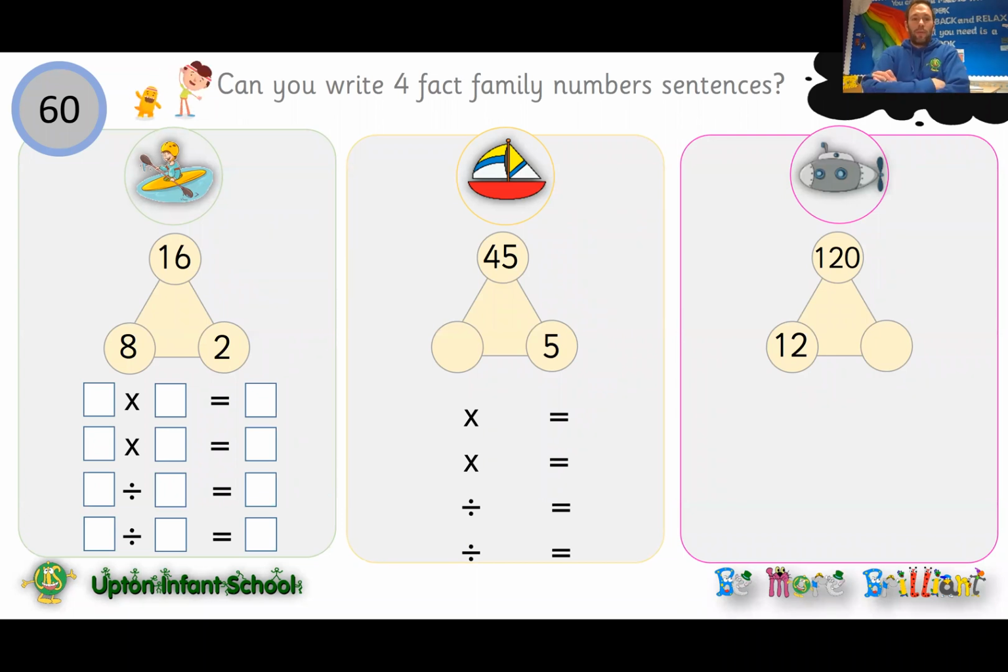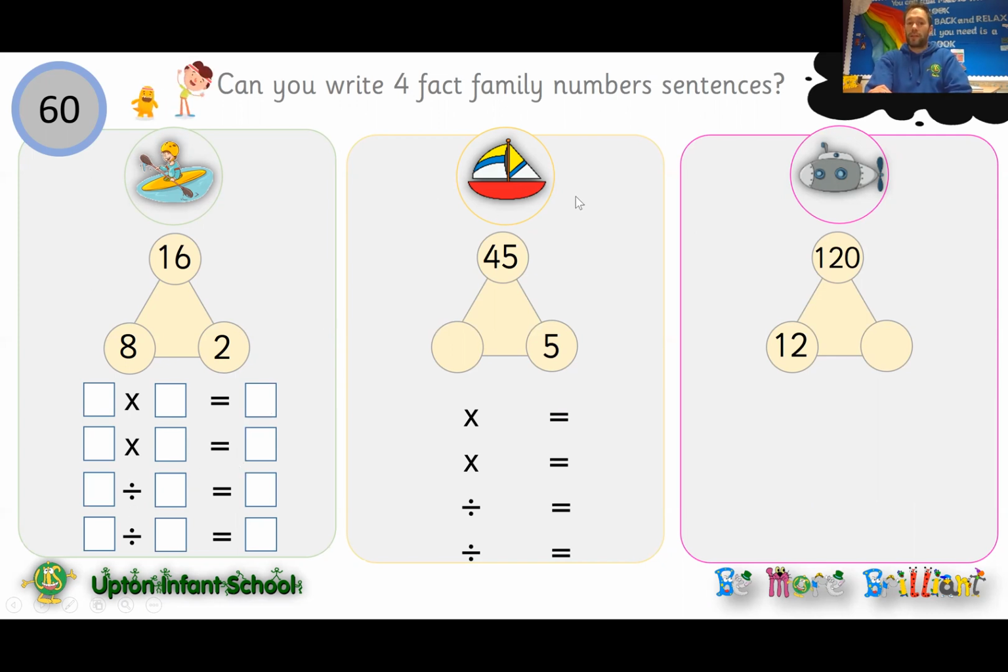Now, to begin with, we have got some multiplication triangles here. So in each of those triangles, there are three numbers, and we can use those to write four fact families, two multiplication number sentences and two division number sentences. So you might choose the first challenge. We've got all the numbers in the triangle there, 16, 8, and 2, and you've just got to arrange them correctly to create two multiplication calculations and two division.